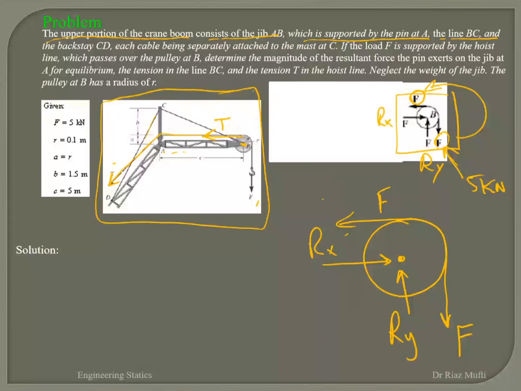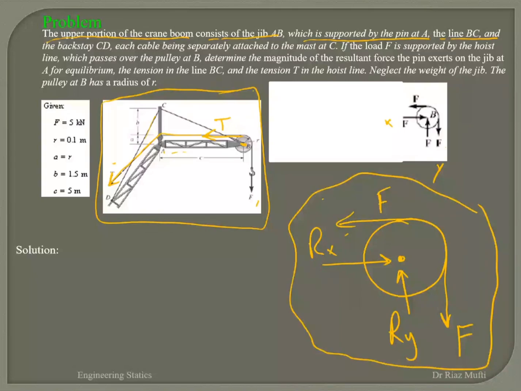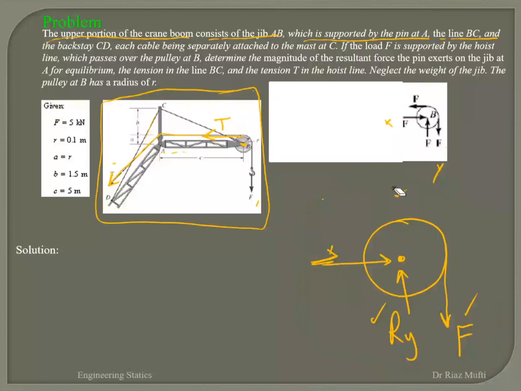Now I'm still working on this diagram here, and I do the sum of all the forces along x and along y. So Rx definitely is equal to this, and Ry is definitely equal to this. Is that clear? Yes, sir. So we know the reaction forces on the pin for the jib.